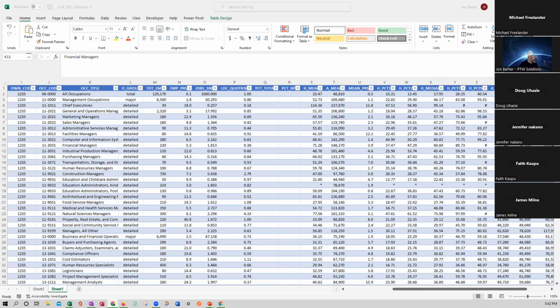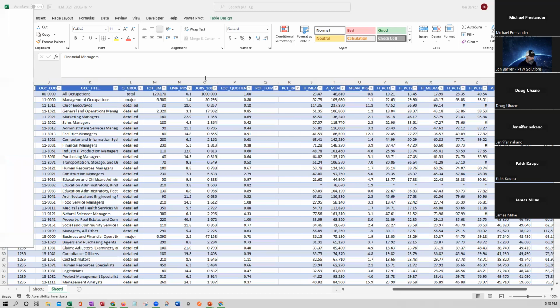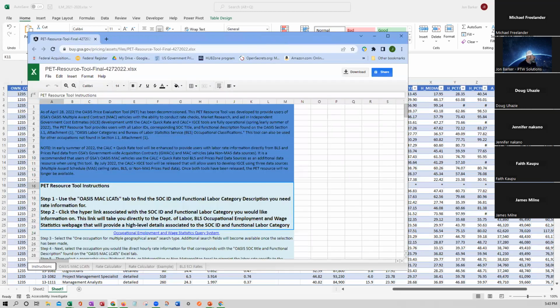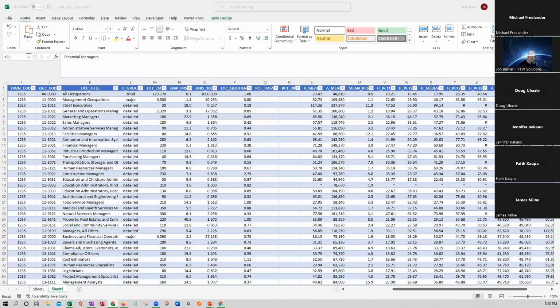Since I'm on the screens now, I do want to show you this tool, because this is a very, very excellent tool for people that develop IGEs, independent government estimates. That's not the one I wanted. Apologies. That's not the one I wanted.